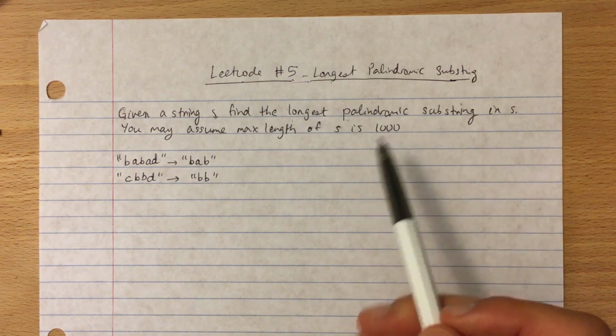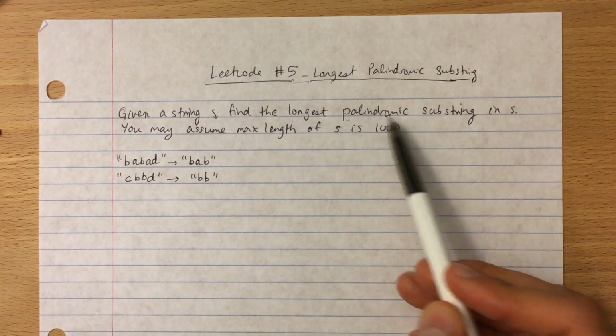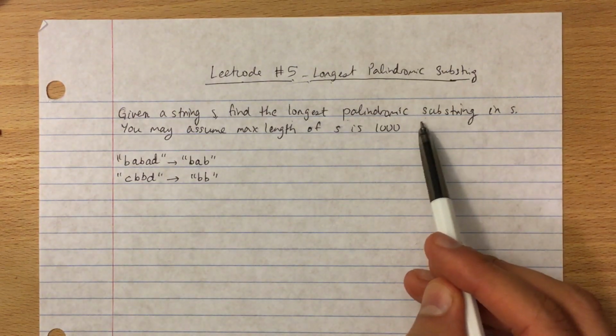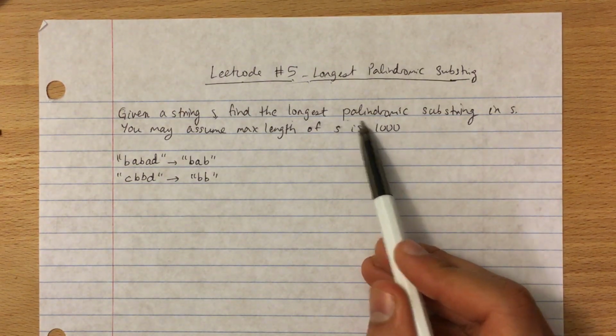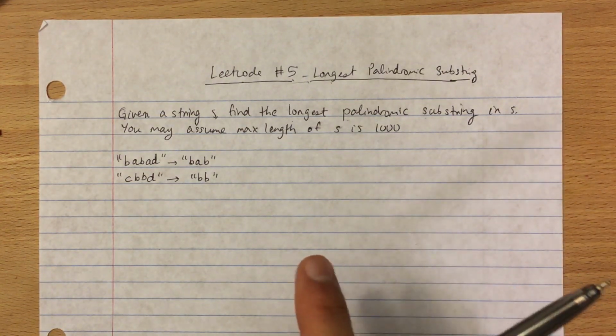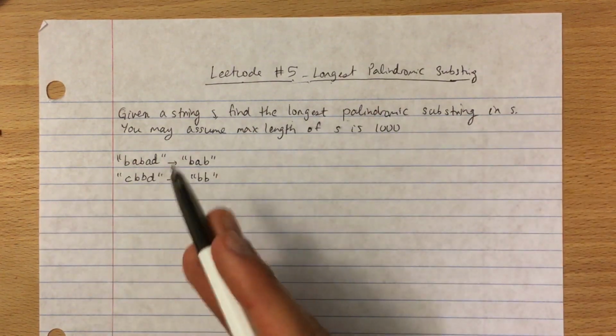There are two important keywords. One is longest, we want to find the longest palindromic substring. And the second one is substring, not subsequence. Substring here means consecutive characters. And palindromic means the string is the same when seen forwards or backwards.